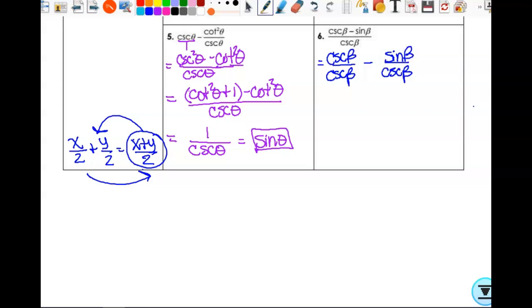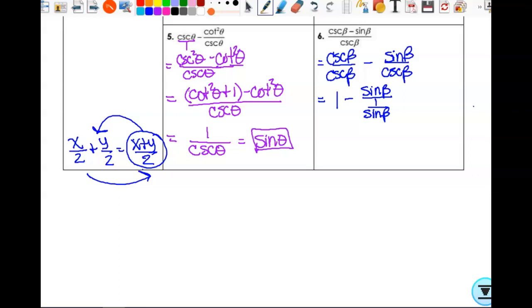Everybody with me? So cosecant over cosecant becomes what? 1 minus. Now, sine and cosecant are reciprocals of each other. Does that mean these cancel out and give me 1? No, they do not. What you have here is sine of beta over, and then cosecant is 1 over sine beta. So I have a fraction and a fraction.